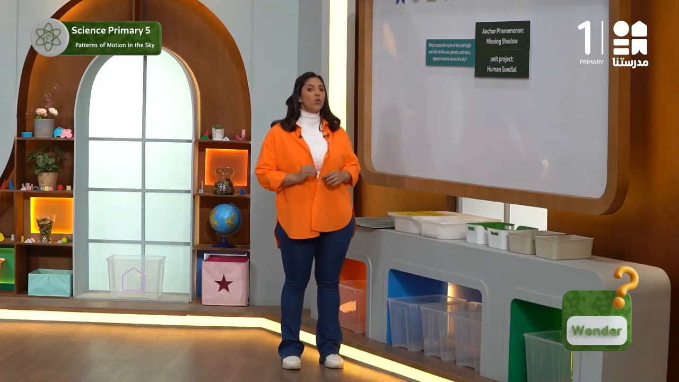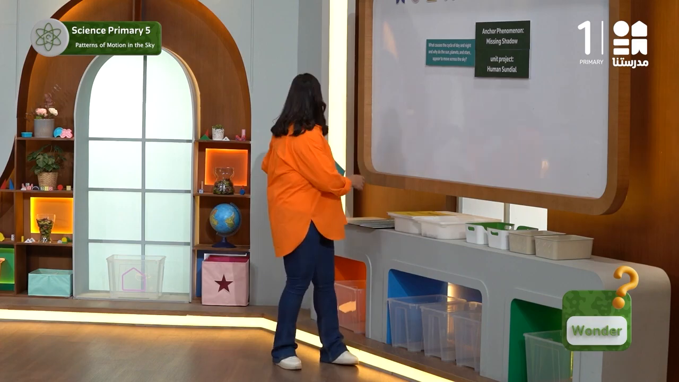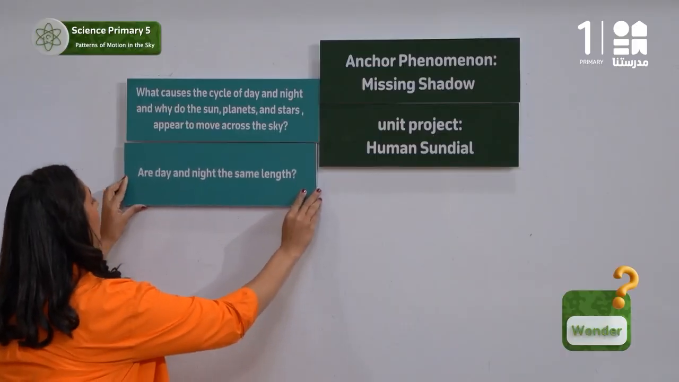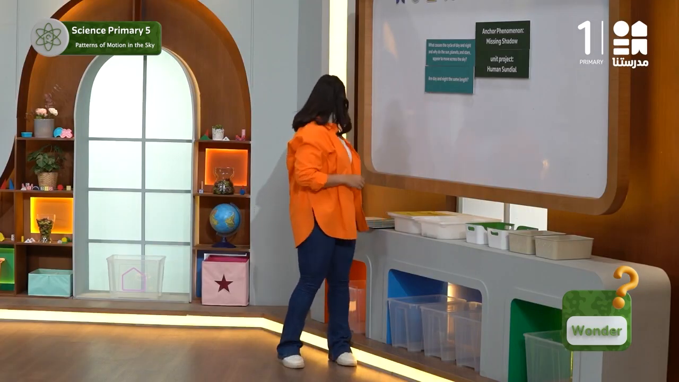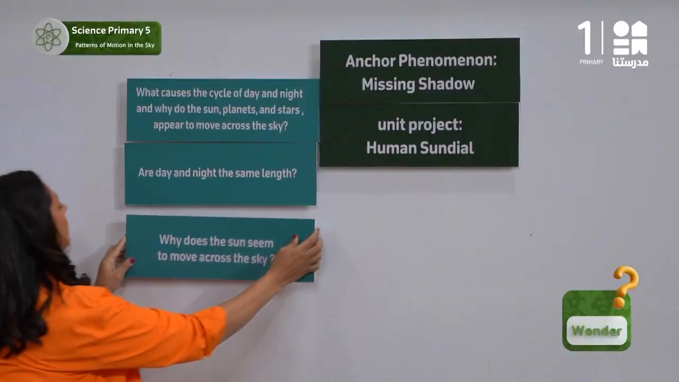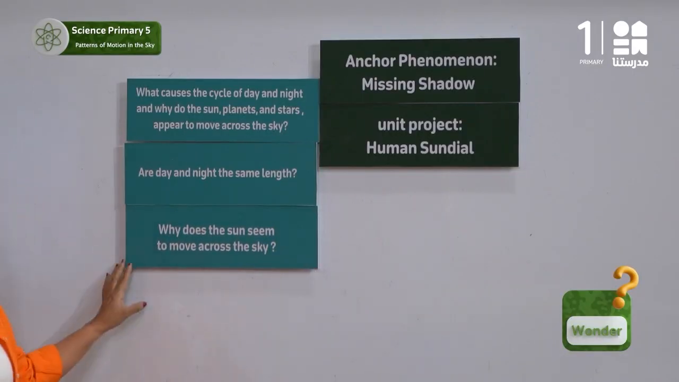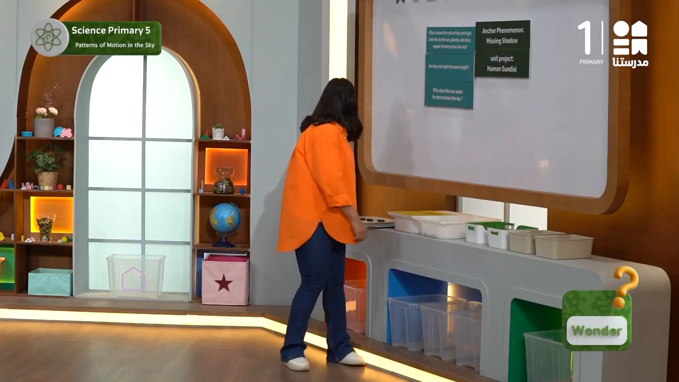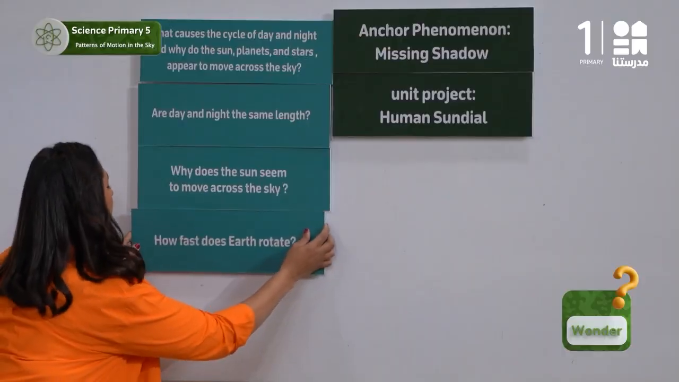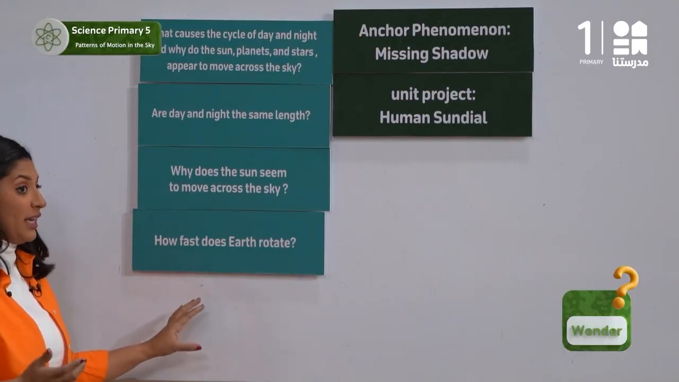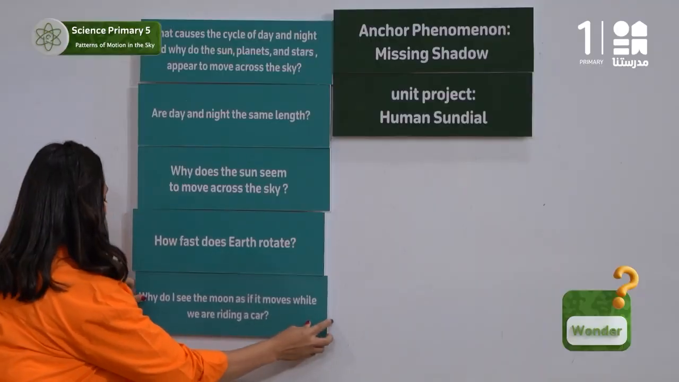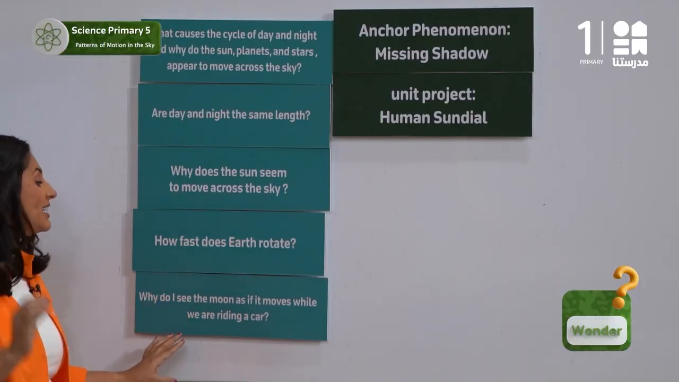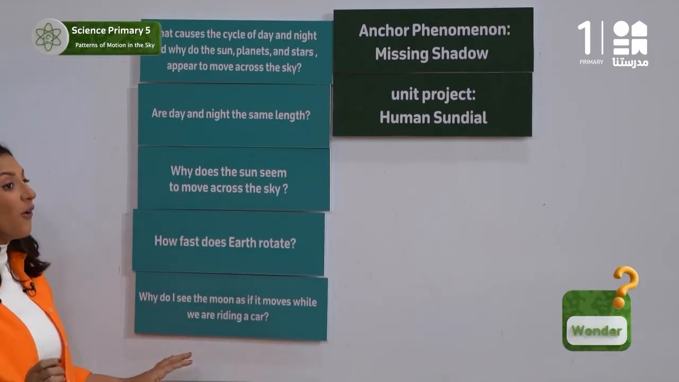Now, one of the questions was, are day and night the same length? The other question, why does the sun seem to move across the sky? Another question was, how fast does Earth rotate? The last question that we have, why do I see the moon as if it moves while we are riding a car?